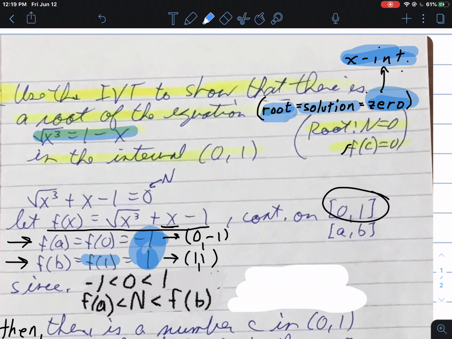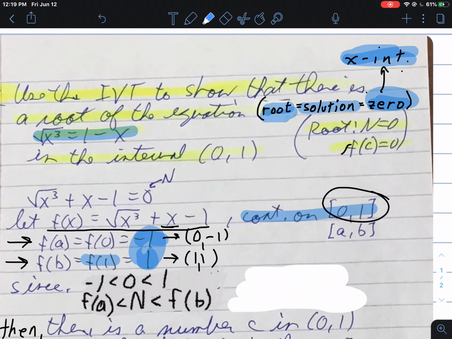And again, they all work the same. They follow exactly the same process, provided the requirements are met. So first of all, rewrite the equation, set it equal to 0. Second, let that be your function. Third, we need to guarantee continuity. All right, I think I overlooked that. So we at least need to qualify or justify that the function is continuous over the interval.